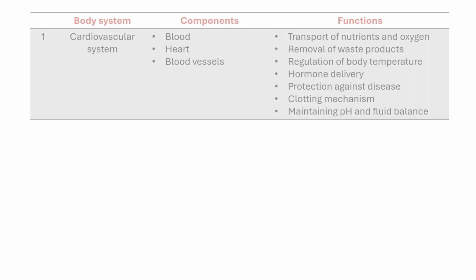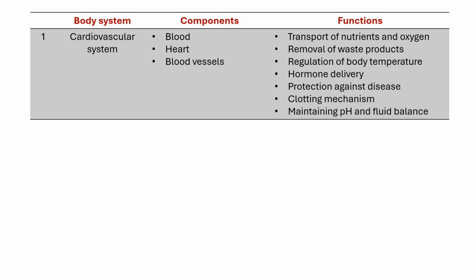First system is the cardiovascular system. Components of the cardiovascular system are blood, heart and blood vessels. Functions of our cardiovascular system: one is transport of nutrients and oxygen. Blood carries oxygen from the lungs and nutrients from the digestive system and distributes these things to each and every cell of our body. In the same way, from the body cells, this blood will collect carbon dioxide and waste materials and transport them to the lungs and kidneys for elimination.